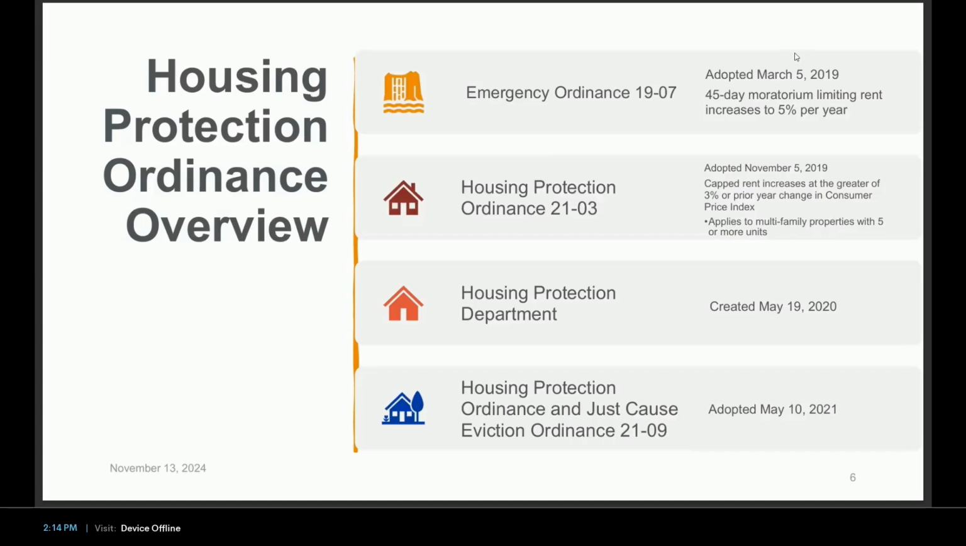The Housing Protection Department, as a response, was created in May of 2020, and they're really overseeing all of the rules of the ordinance and making sure that you all have all of the resources needed to fulfill your duties as well. And the Housing Protection Ordinance and Just Cause Eviction Ordinance 2109 is the current adopted ordinance from May 2021. So you have that copy of the ordinance in, I believe, a packet for the board folders that you have, and that's what we're going to be pulling from for this training.